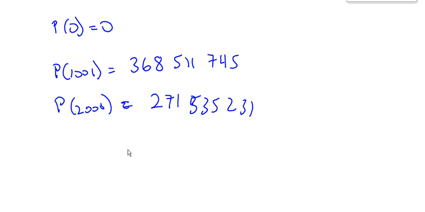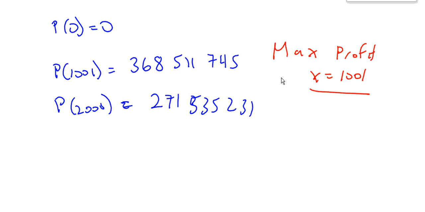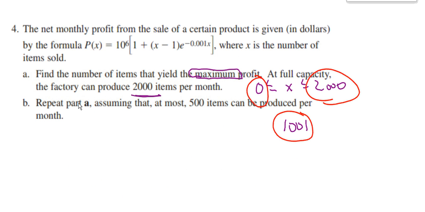Okay, so those are the profit values. So obviously if we want to maximize profit, we do it by producing 1,001 items. Now part B of this question says, what if at most only 500 items can be produced? Well, what that means is that the interval that we would need to test would go from 0 to 500. And obviously that means we don't even test our critical value. So we're only going to test 0 and 500.